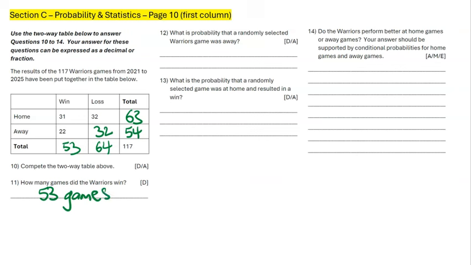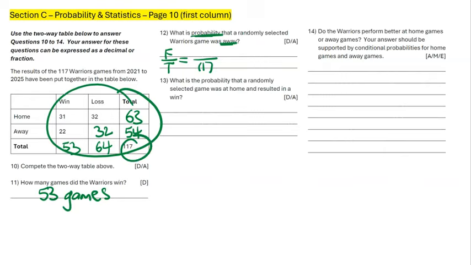Question number 12, what is the probability of a randomly selected Warriors game being away? I do want to note this has gone from being how many over here to calculate the probability, and that's what shifts it up to an achieved level question. So remember, calculating the probability of an event, I told my class anyway to use the F over T approach. T stands for your total, like how many games in total were there, and in this case it's 117, and that's because all of these games were the games we're interested in.